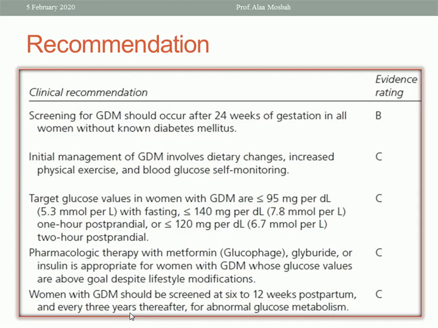Grade C recommendation. Women with gestational diabetes should be screened at 6 to 12 weeks postpartum and every 3 years thereafter for abnormal glucose metabolism. Grade C recommendation. Also, fundus examination in the first trimester and repeated in the second and third trimester is very important because of risk of diabetic retinopathy, and this is grade A recommendation.